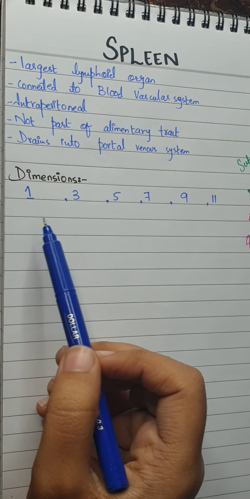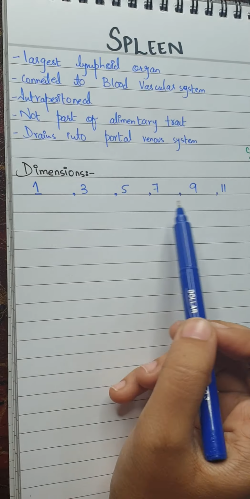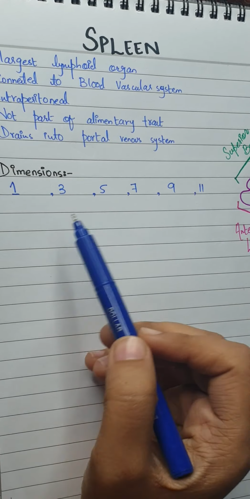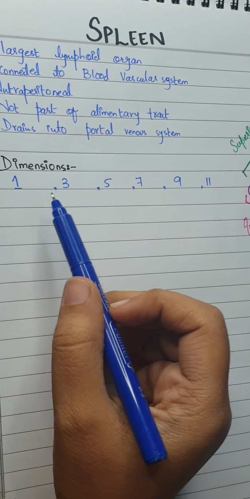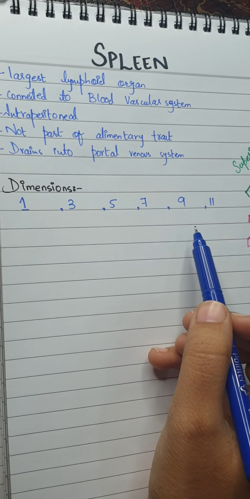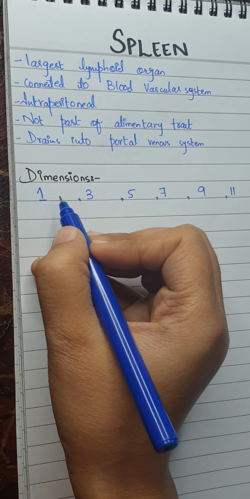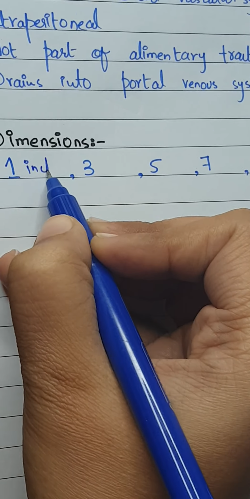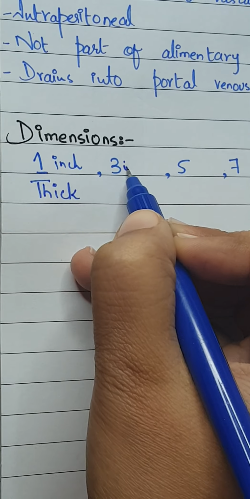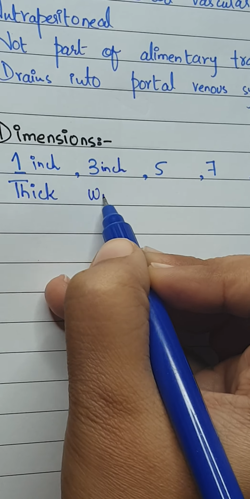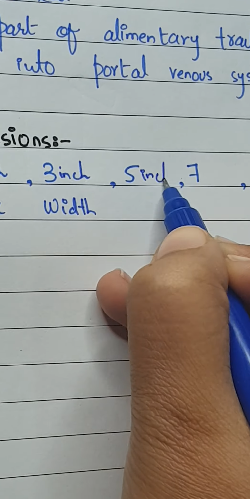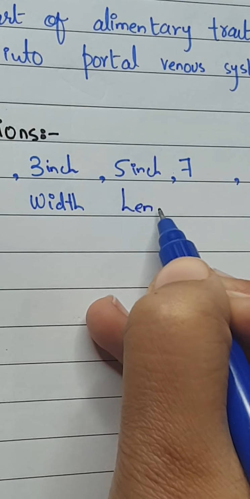Now looking at the dimensions of a spleen, I have written some odd numbers in front of you: 1, 3, 5, 7, 9, 11. So spleen is an organ of odd number. These odd numbers are representing the dimensions of a spleen as following. This one means 1 inch. 1 inch is the thickness of a spleen. The 3 inch is the width of a spleen. The number 5 represent 5 inch, that is the length of a spleen.